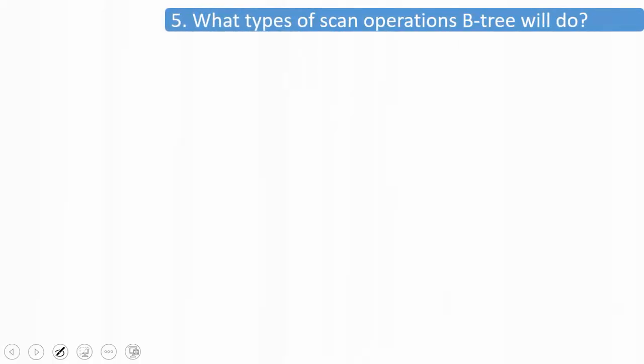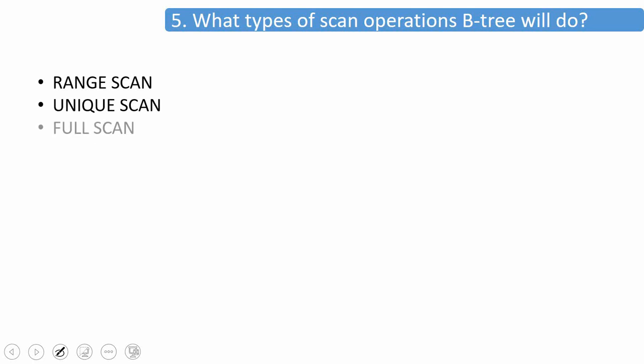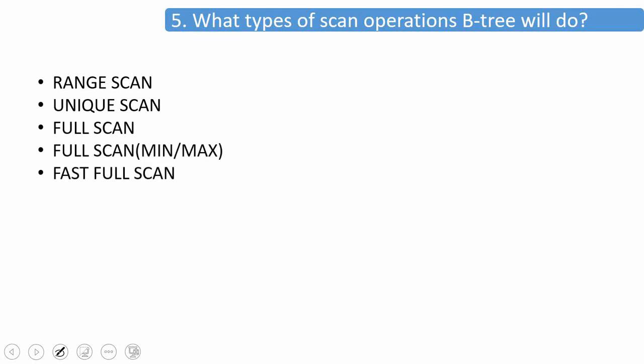Now we'll start with the next question. What types of scan operations will a BTREE do? This is a very important question. Typically this will be asked in performance tuning related interviews and mainly for experts. There are a few scans which will happen when we create the index and the optimizer uses that index. I've given here the most frequently used scan types: range scan, unique scan, full scan, min-max and fast full scan. Though there are a few more scans available, these are the most important ones you need to know. Once you know the basics of these, you can learn the rest by yourself.